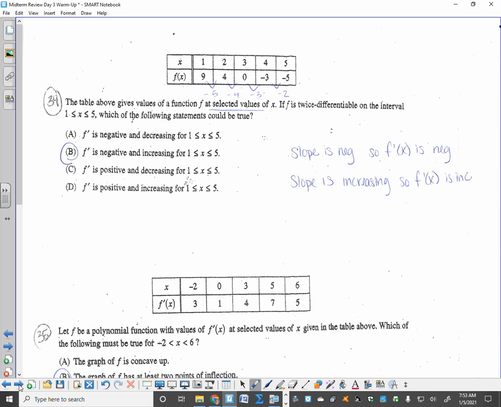And this is for f. So the slope is definitely negative, so f prime is going to be negative because f prime represents the slope. So I know anything that says f prime is positive is out. But I can also see that the slope is increasing because it's getting less negative. So if the slope is increasing, then f prime, which represents the slope, is also increasing. And that's why it's B.